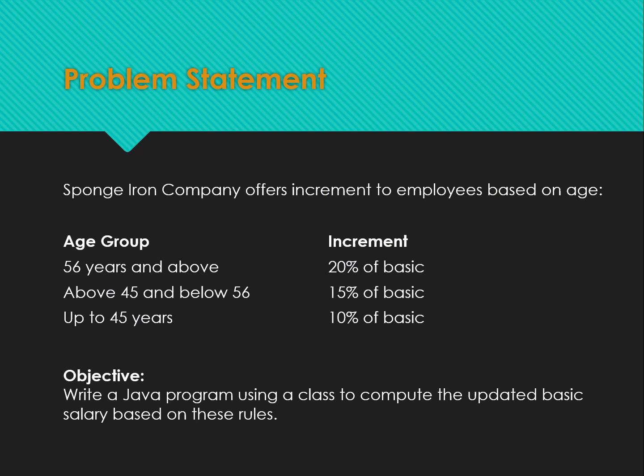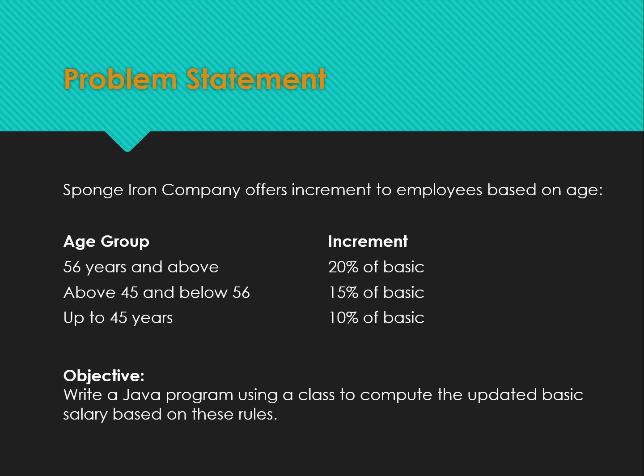Now, let's understand the problem statement. Spangia & Company has announced an increment policy for employees based on their age. The increment is structured into three categories. Employees who are 56 years or older receive a 20% increment on their basic salary. Those aged above 45 but below 56 get a 15% increment. And employees aged 45 or younger receive a 10% increment.